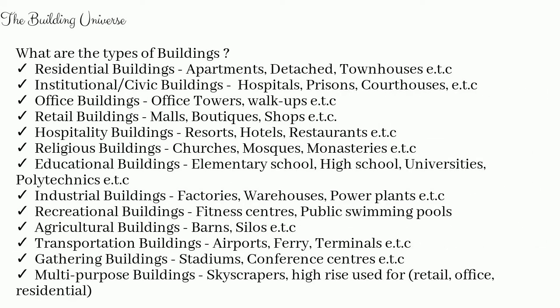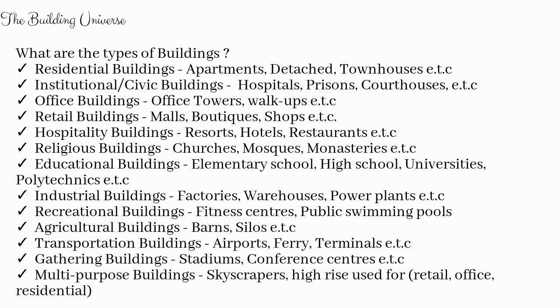So let's move on to the types of buildings we have. We have about 13 types of buildings. I would like to also refer to them as categories of buildings. We have office buildings, residential buildings, retail buildings, hospitality buildings, multipurpose buildings, institutional or civic buildings, gathering buildings, religious buildings, educational buildings, industrial buildings, and many others.